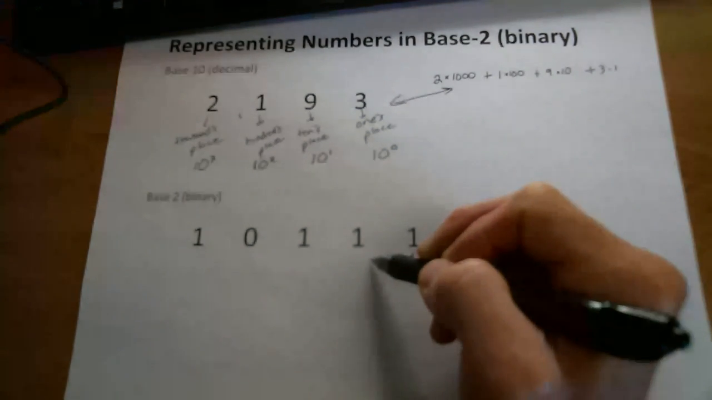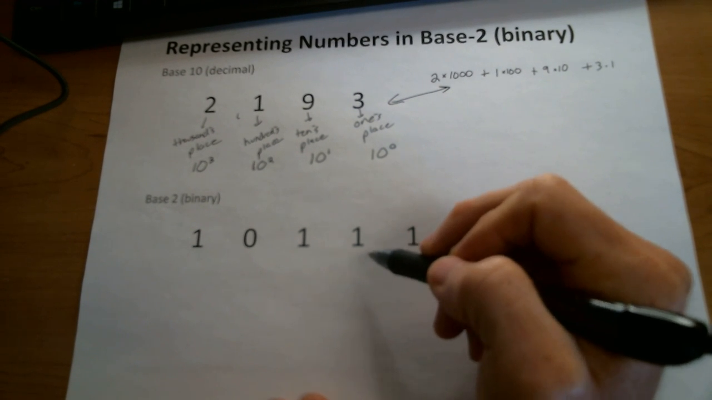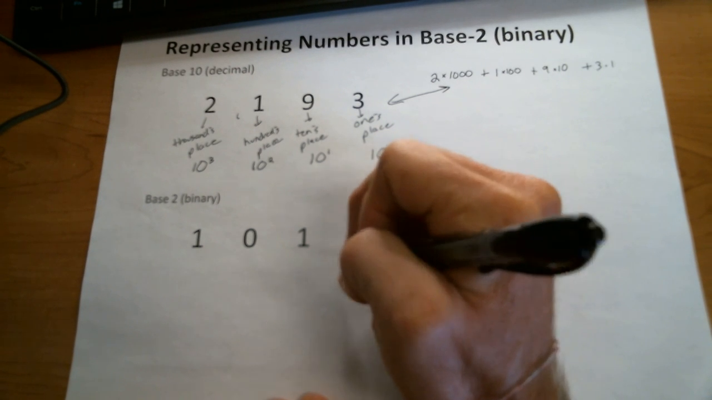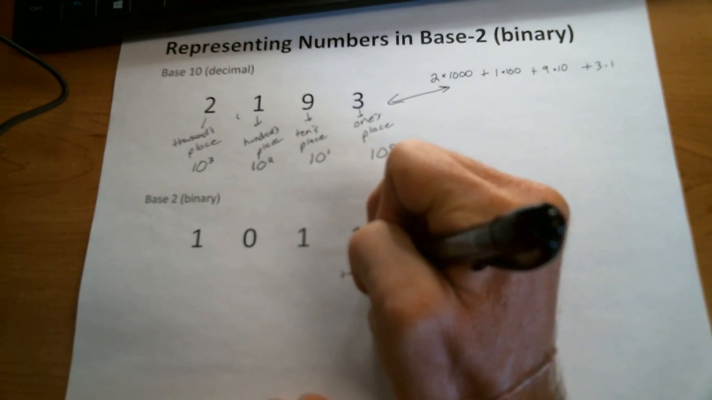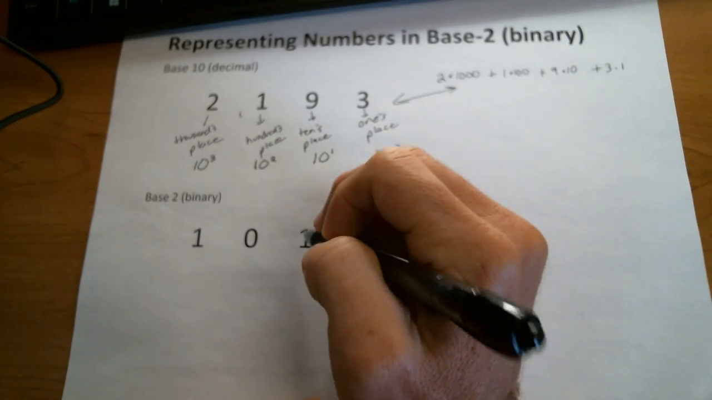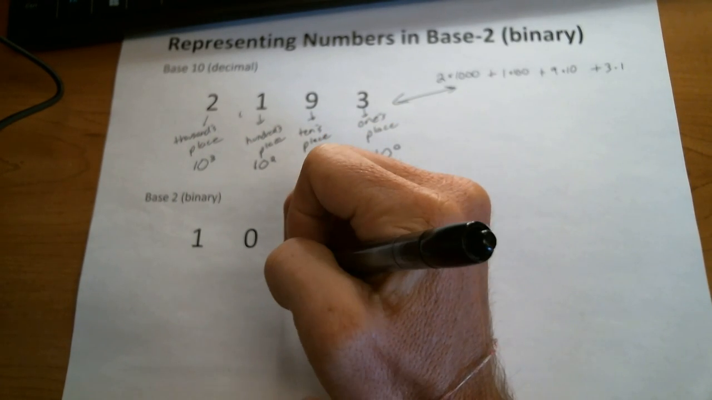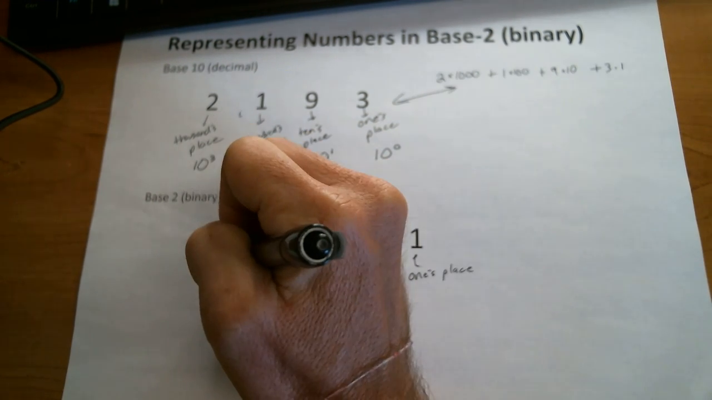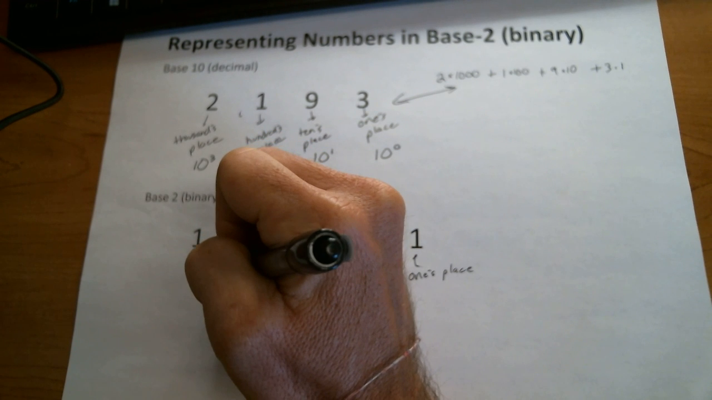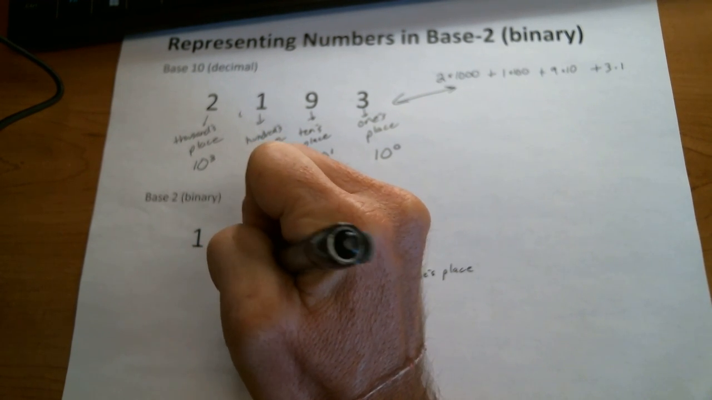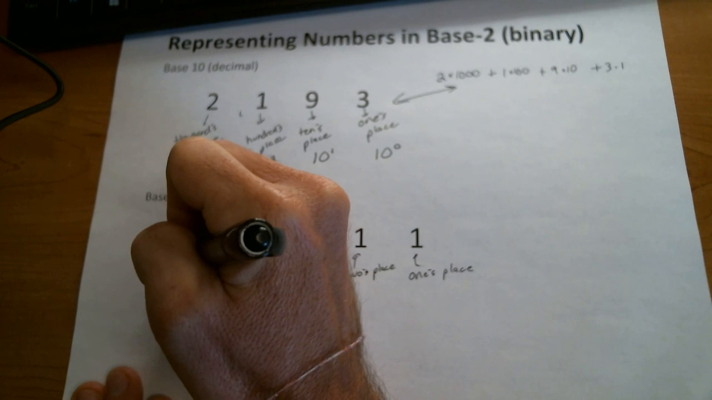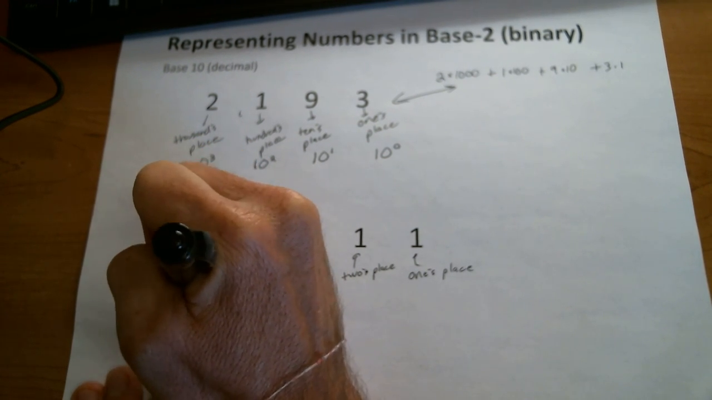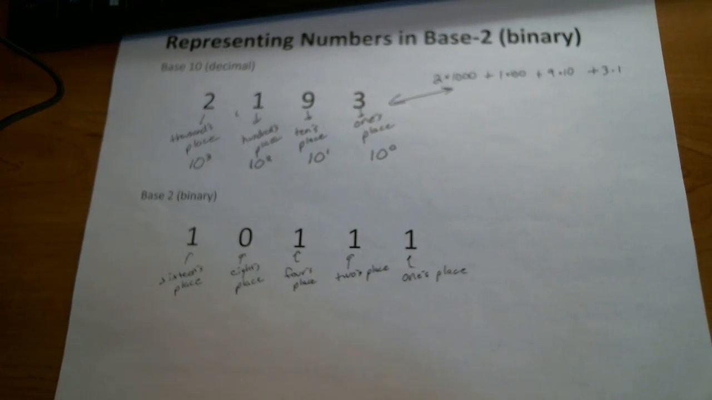Now, we don't have the tens place because our base is different. We're no longer base 10, we're base 2. So this is actually going to be called the twos place. All right? And this isn't going to be the hundredths place. It's going to be the fours place. And this is going to be the eighths place. And so on and so forth. This is going to be the sixteens place. All right. Now, where are those numbers coming from?